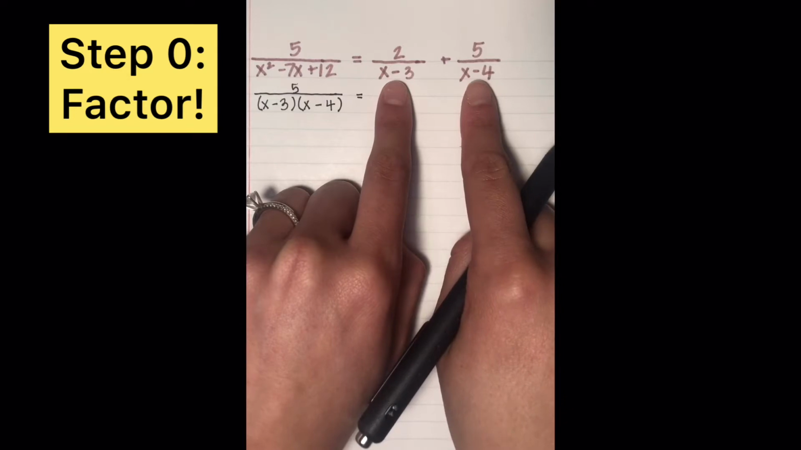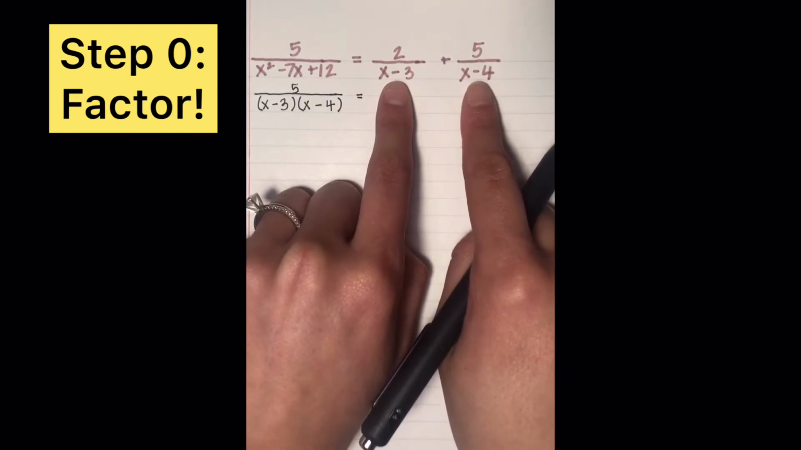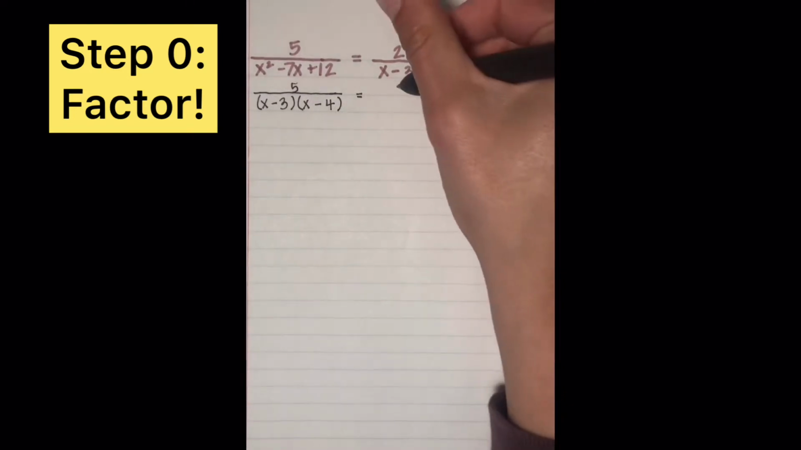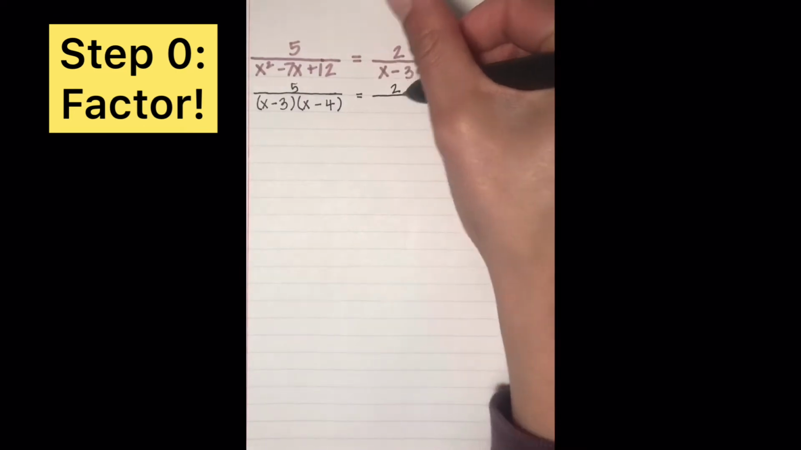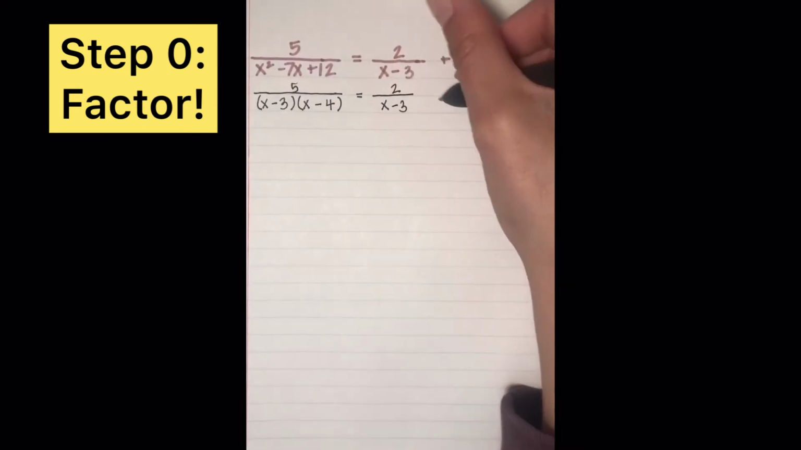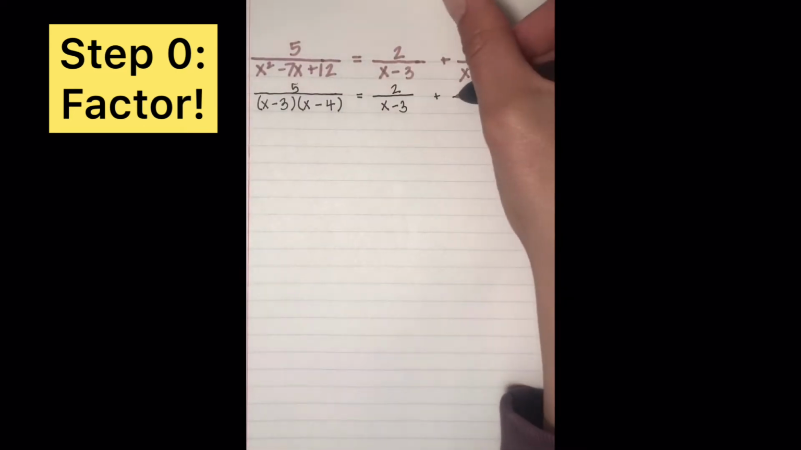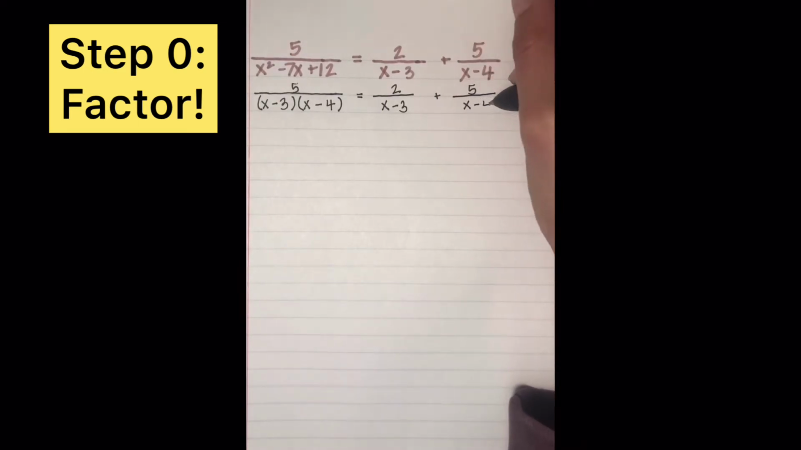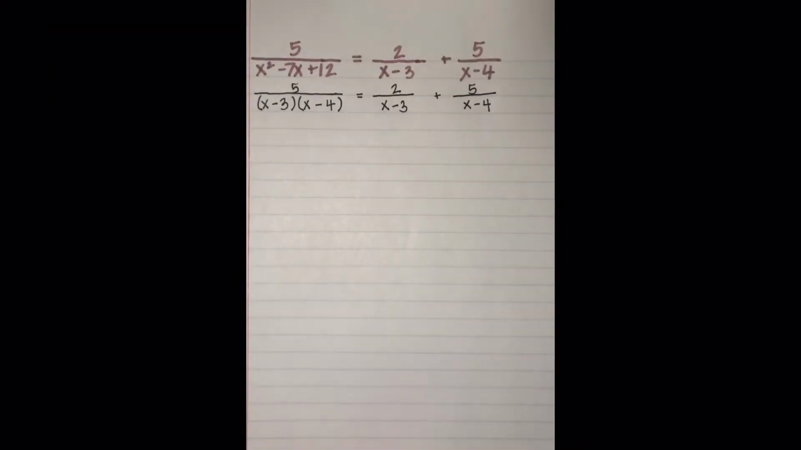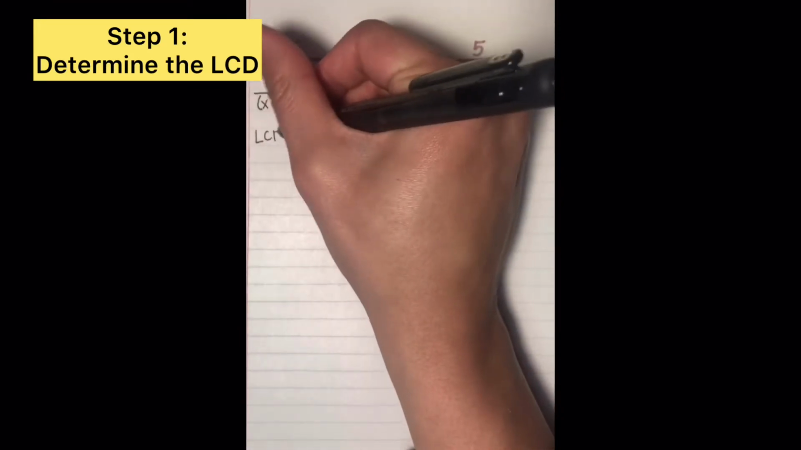Both here, neither one of them factor. There's no squared. There's no greatest common factor or GCF. So we can just rewrite 2 over x minus 3, 5 over x minus 4. Okay, so now that we've factored, now we can do the least common denominator.